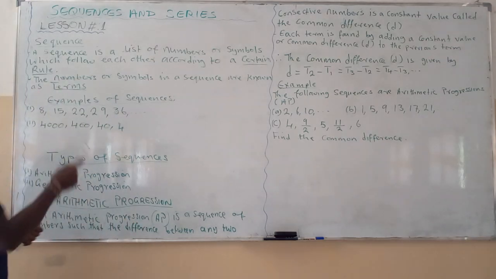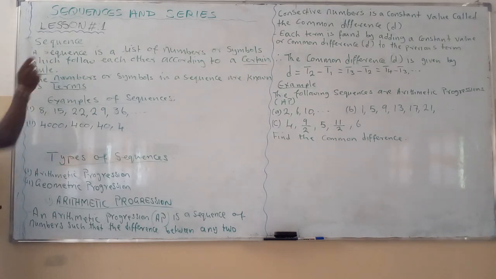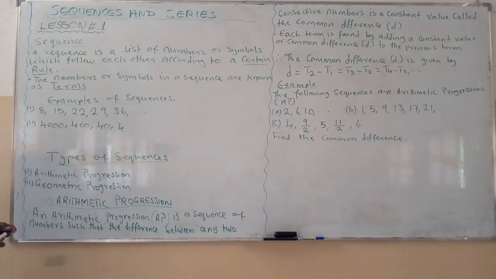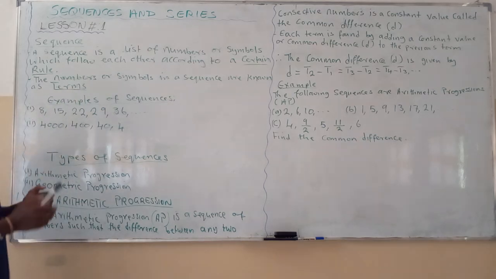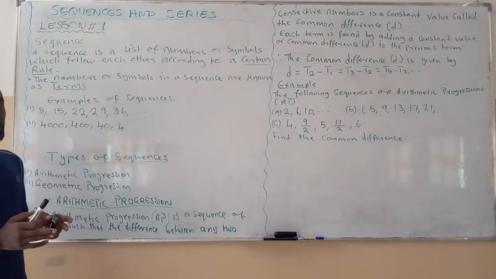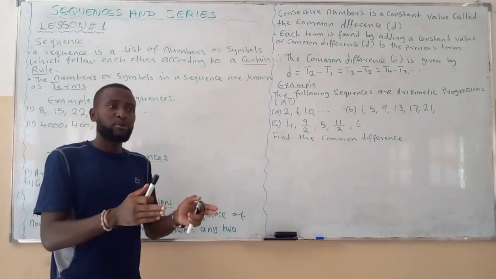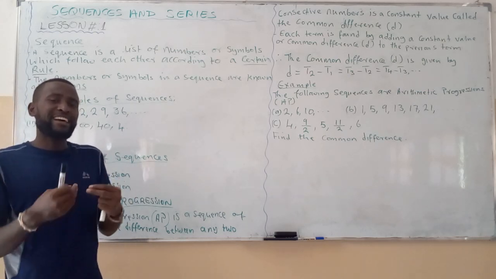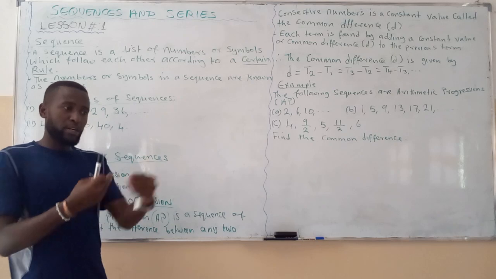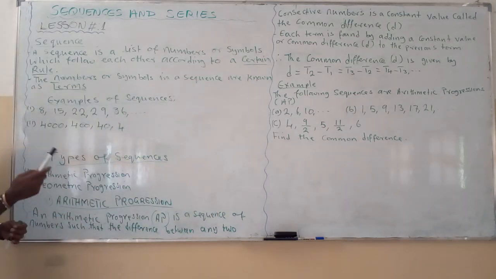Now let us look at lesson number 1, where we shall focus mostly on arithmetic progression, but start with what a sequence is. A sequence is a list of numbers or symbols which follow each other according to a certain rule. A sequence can be in symbols or in numbers, and they follow each other according to a certain rule. There should be a rule that makes it a sequence. We shall see that in a short time.